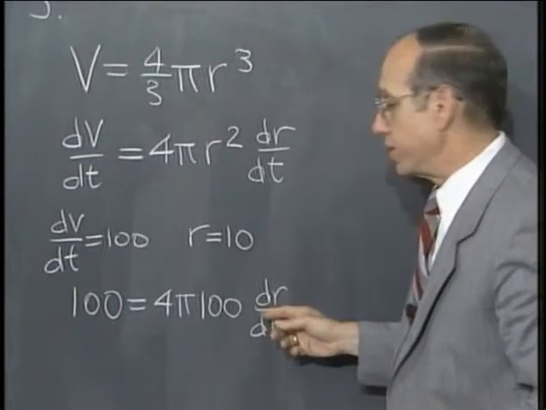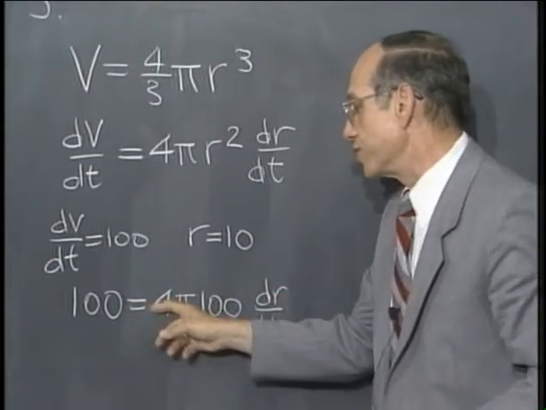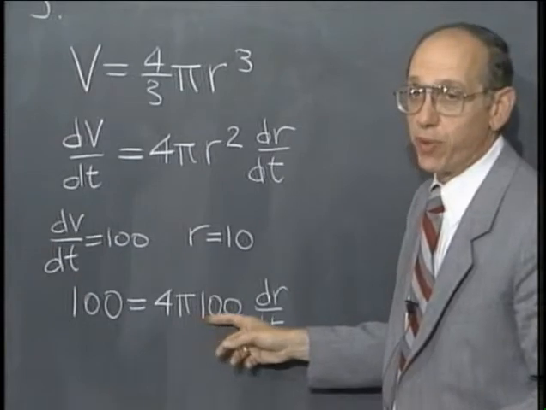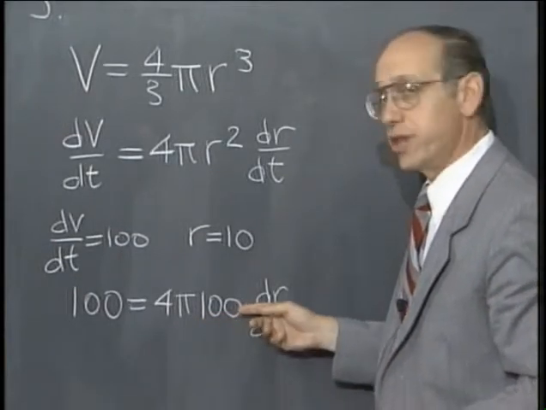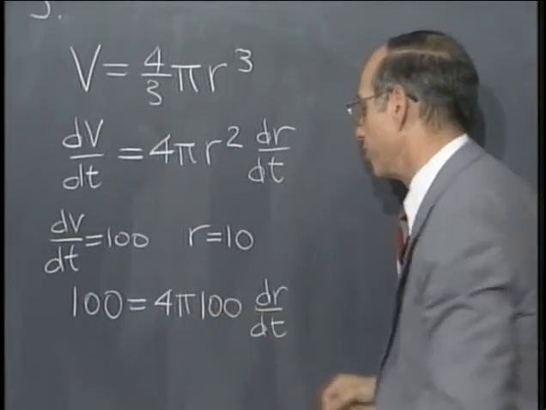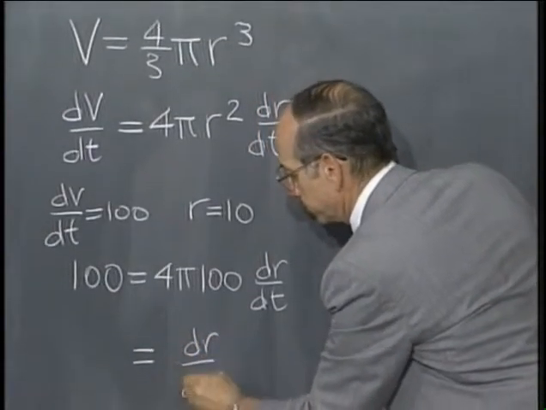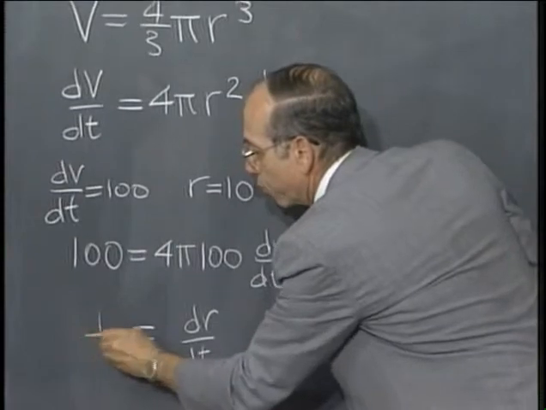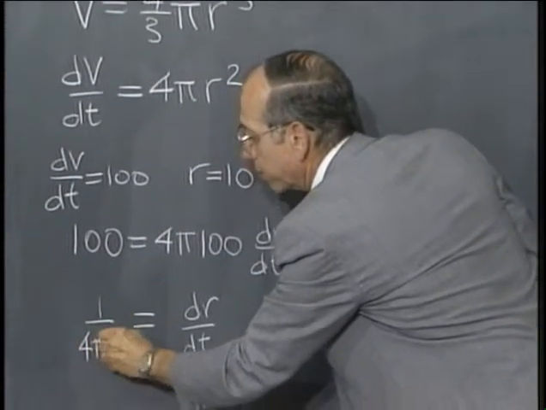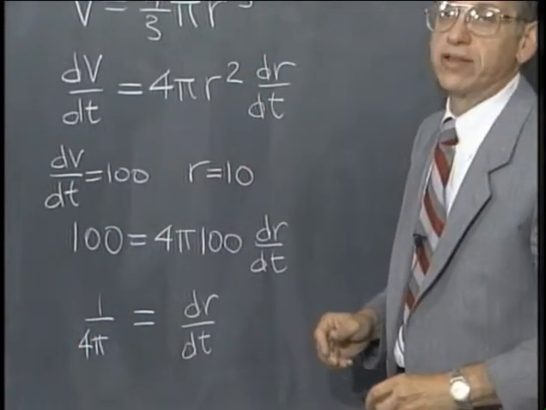To solve for dr/dt, we just divide through by this coefficient. The coefficient is 4π times 100, but that's no problem. That's simply 400 times π. And we divide that into 100 and get dr/dt is equal to 1 over 4π. 1 over 4π what?